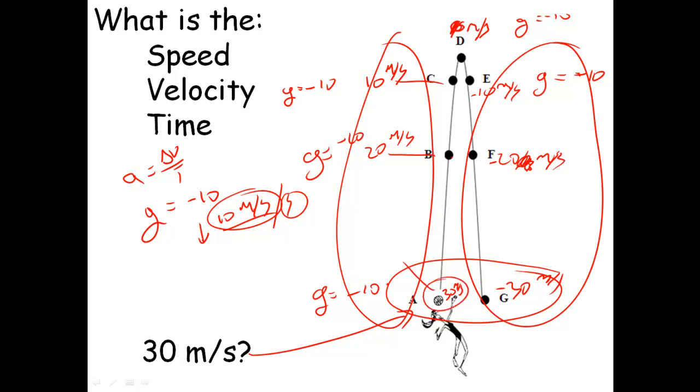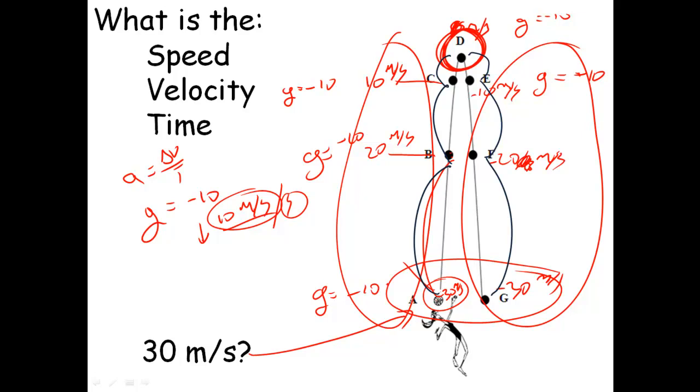So what about time? Remember, each position represents 1 second in time. How long does it take for the ball to get to its apex at D? Well, each dot represents 1 second in time. It lost 10 meters per second each one. So here's 1 second, 2 seconds, 3 seconds to get to D. What about to come all the way back down? 4 seconds, 5 seconds, 6 seconds. So it's a 6-second round trip.